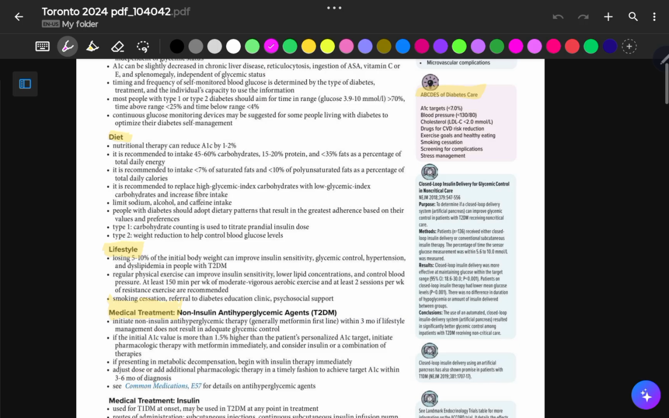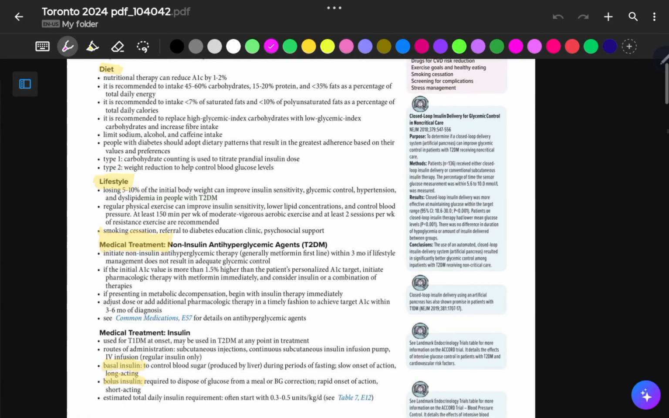Type 1: carbohydrate counting is used to titrate your prandial insulin dose. Type 2: weight reduction to help control blood glucose levels. Alright, so carbohydrates, but we want low glycemic index carbohydrates. Okay, 15 to 20% protein, less fat, less saturated fat, less polyunsaturated fat. Okay, after talking about diet, next we move to lifestyle.